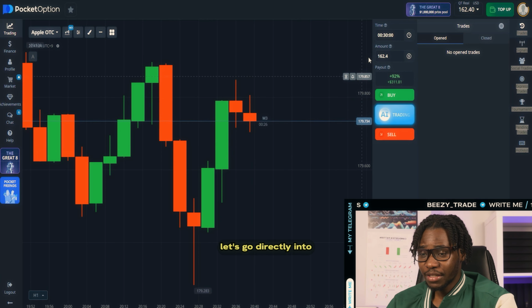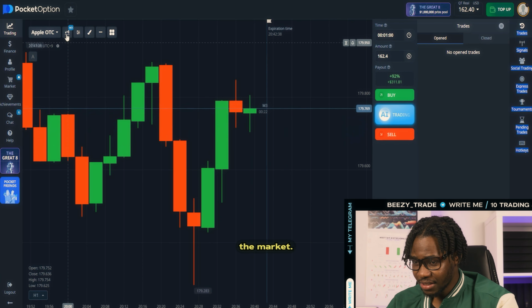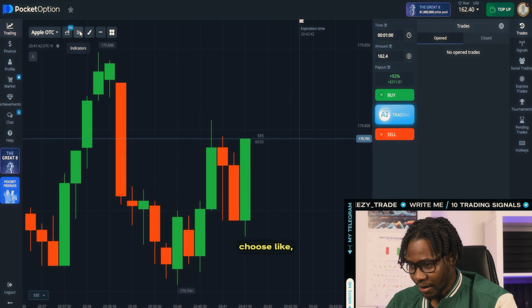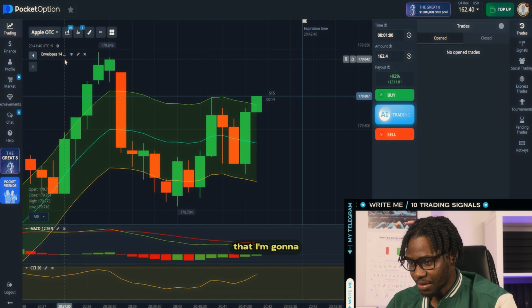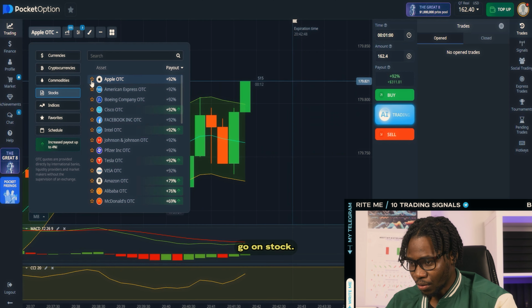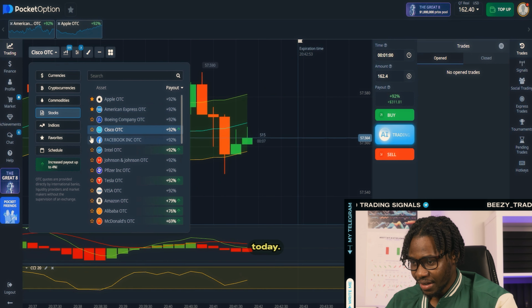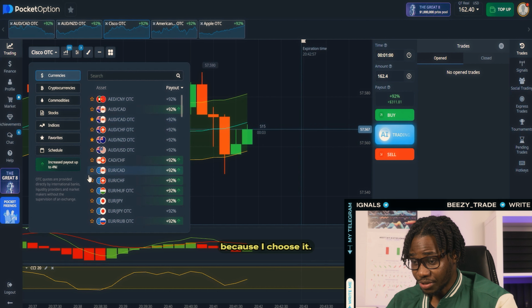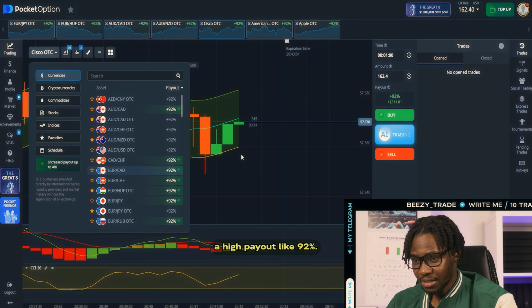So right now let's go direct into setting up the market. Let's choose the indicators that we're going to work with. So these are the indicators that I'm going to work with, and then let's go on stock. So these are the ones that I'm going to choose today, and let's go into the currencies. I'm going to choose these currencies because, at least if you can see, they actually have a high payout, like 92%.